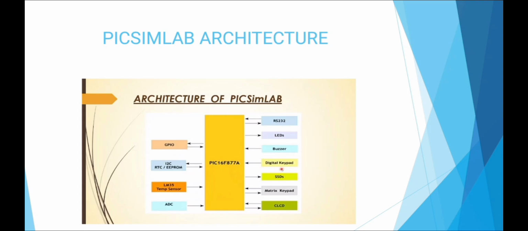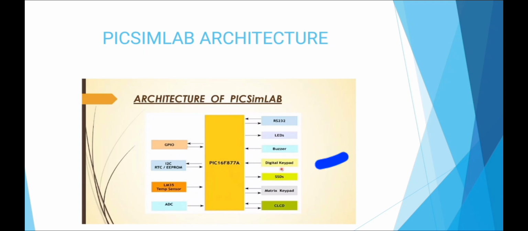The figure shows the architecture of PICSimLab. Here a lot of pins are connected, unidirectional and bidirectional. The first one is RS232. It is used as a serial communication device and it is bidirectional. Then the second one is LED. LED is used for output. Then the third one is buzzer. The buzzer is also used for output.